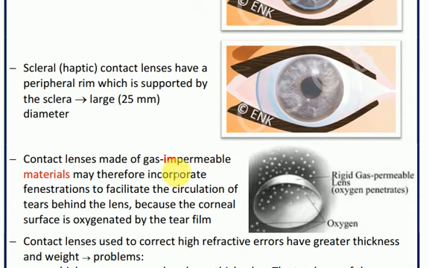Contact lenses are made of gas impermeable materials. One is gas permeable and one is gas impermeable. The gas impermeable lens may therefore incorporate fenestrations to facilitate the circulation of tears behind the lens, because the corneal surface is oxygenated by tear film.